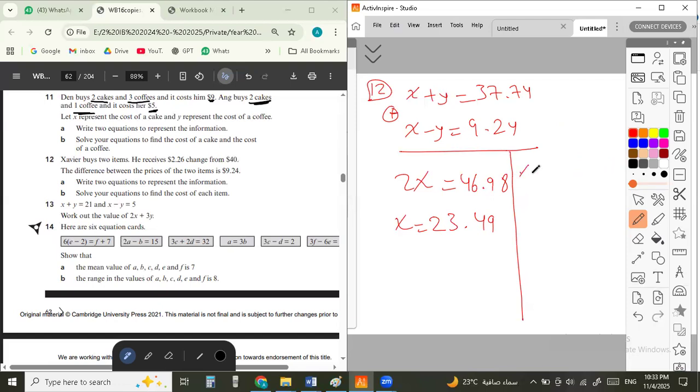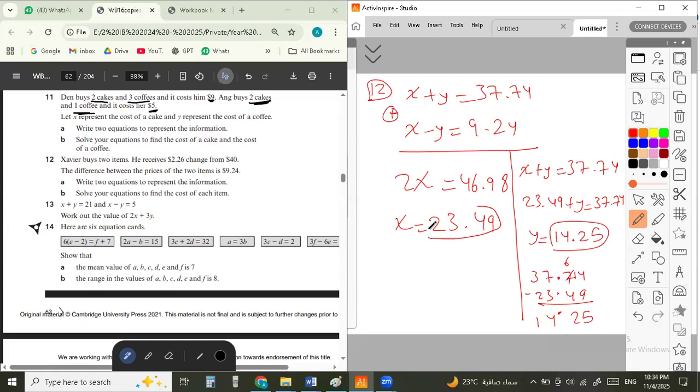This is saying X plus Y equals 37.74. I'm going to remove the X and write 23.49 plus Y equals 37.74. Then Y equals 37.74 minus 23.49. You can do this using the same method, which is lining up the decimal points. 37.74 minus 23.49. Then subtraction, borrow, this becomes 6. 14 minus 9 is 5, 6 minus 4 is 2, 3 minus 2 is 1. So Y is 14.25.